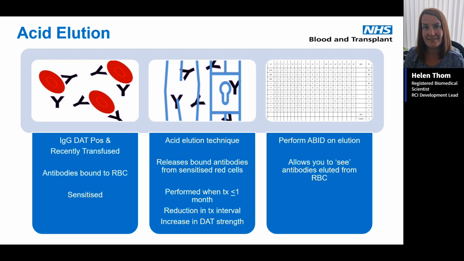Or we're going to do it when we've got an increase in the strength of the DAT. So if the same patient comes in once a month and they've always got a DAT of 1 plus IgG, you'd do an eluate every now and again, but you wouldn't need to test it every time. But if that patient then comes in and it's 2 plus or 3 plus, there's been a change, so you might want to do an eluate. Once you've done the eluate, you perform your antibody ID, and it just allows you to see what's stuck to your red cells, really.